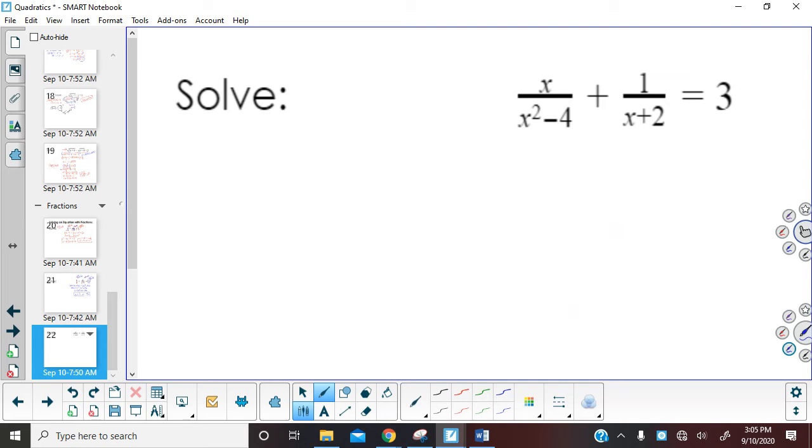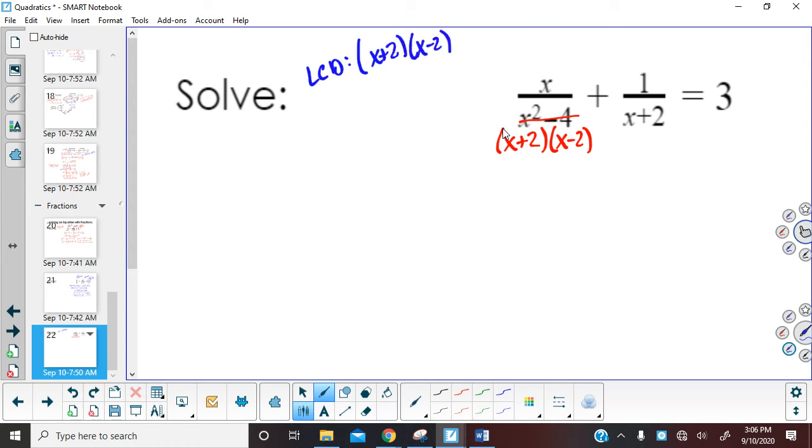This one is going to take us a little bit of time because we have to factor our first denominator to start with. So if we look at x squared minus 4, this is a case where you have difference of squares. So it's x plus 2, x minus 2. And I'm actually going to cross that off because I didn't add that in, I just rewrote it. So our least common denominator that we're going to use is going to be x plus 2, x minus 2.